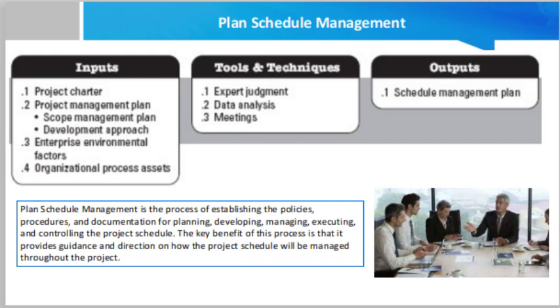Organizational process assets. The organizational process assets that can influence the plan schedule management process include but are not limited to historical information and lessons learned repositories, existing formal and informal schedule development, management and control related policies, procedures and guidelines, templates and forms, monitoring and reporting data.